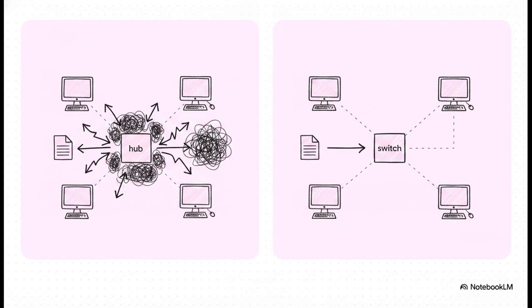But a modern switch? Because of that MAC address table, it uses targeted delivery. It takes the file from the source port and sends it directly, and only, to the exact destination port. No data is leaked anywhere else, no bandwidth is wasted. It is just pure, targeted efficiency.